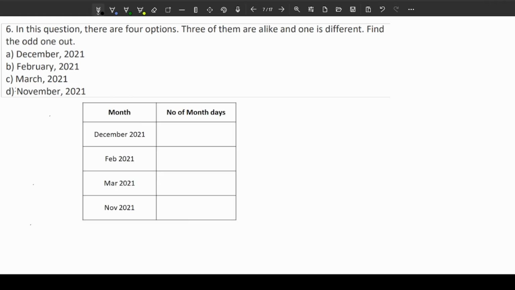Let's do that. December 2021 will have 31 days, Feb 2021 will have 28 days, March 2021 has 31, and November 2021 has 30. I don't see any three options alike. Hence, we need to find some other parameter to compare these four.